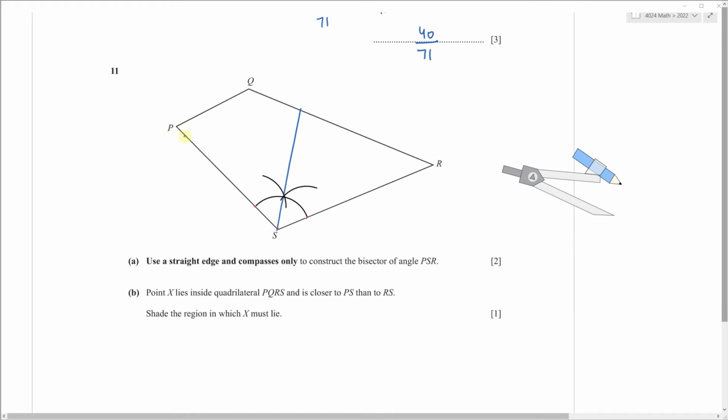And it's closer to PS, this line here, versus this line RS. So that means it's somewhere on the left side of this angle bisector, because all this region is closer to PS than to RS, and we have to remain inside the quadrilateral. So this will be your shaded region in which your point X can lie. All this region towards the left side of your angle bisector, but staying within the quadrilateral because point X is inside. So this will be your region in which your point X can lie.